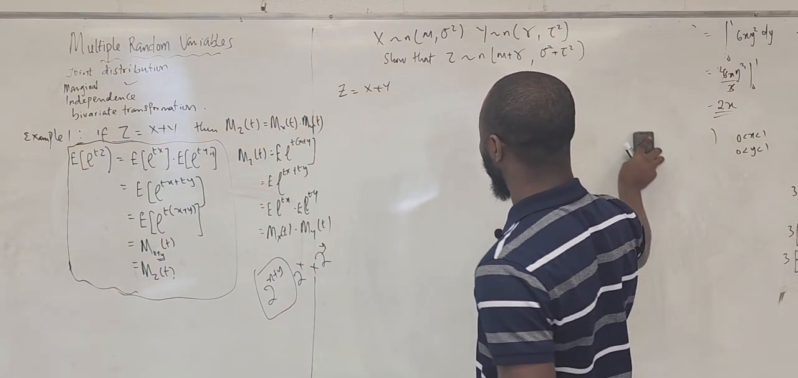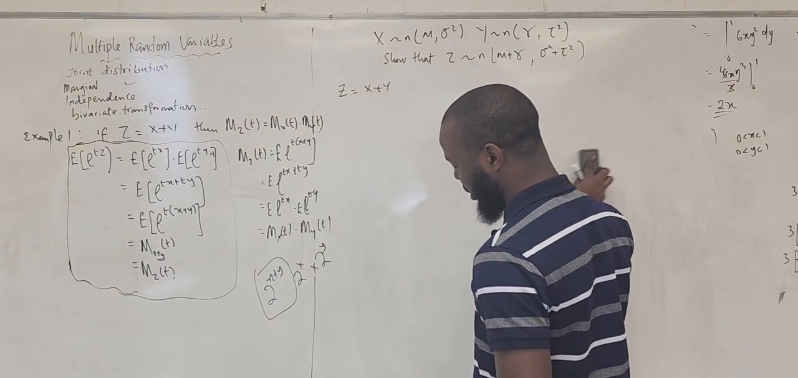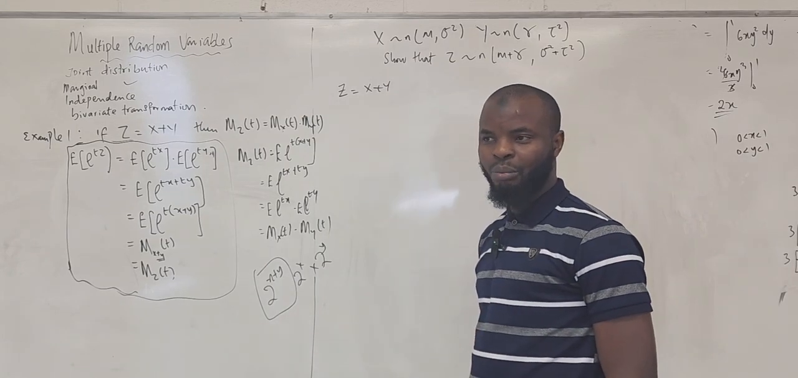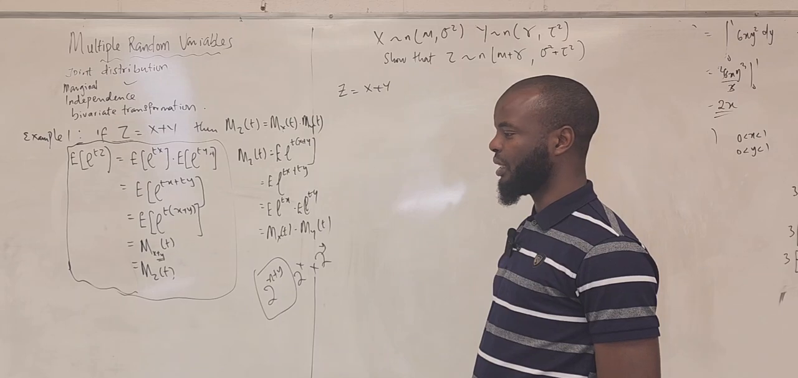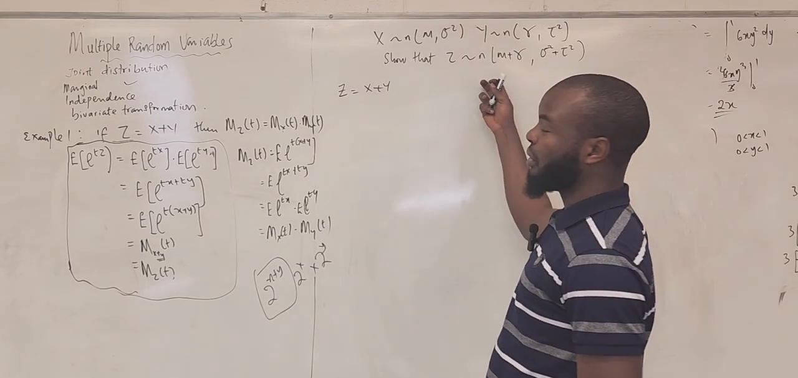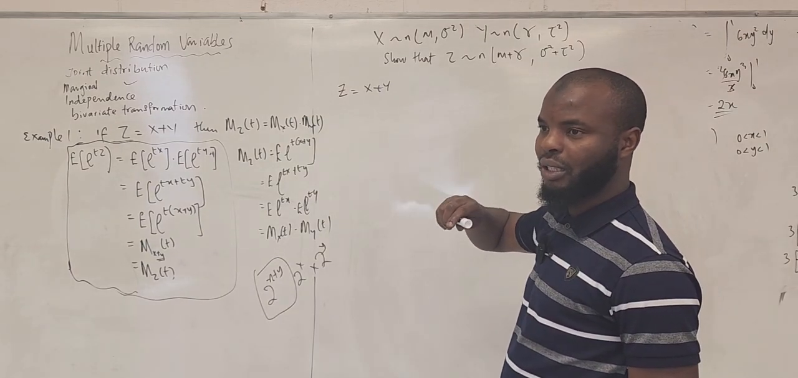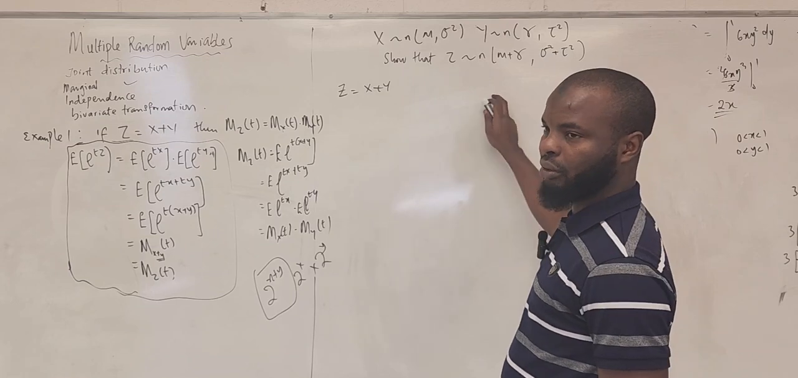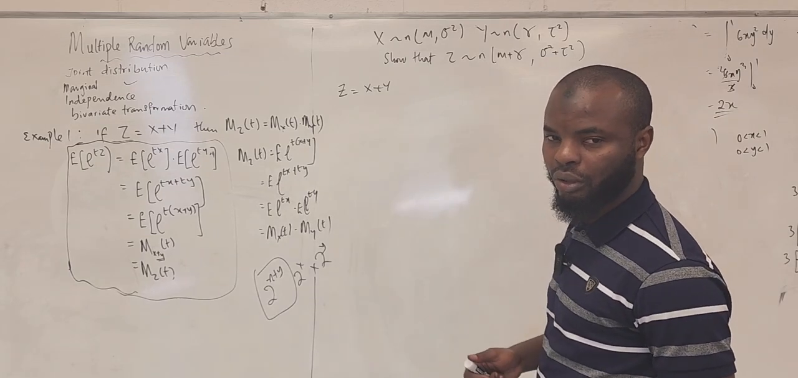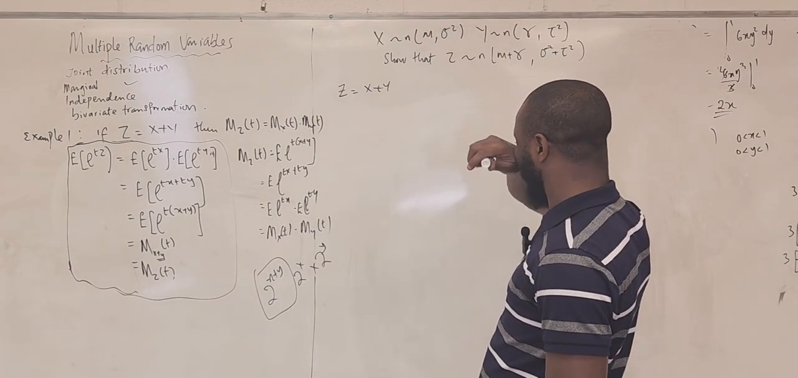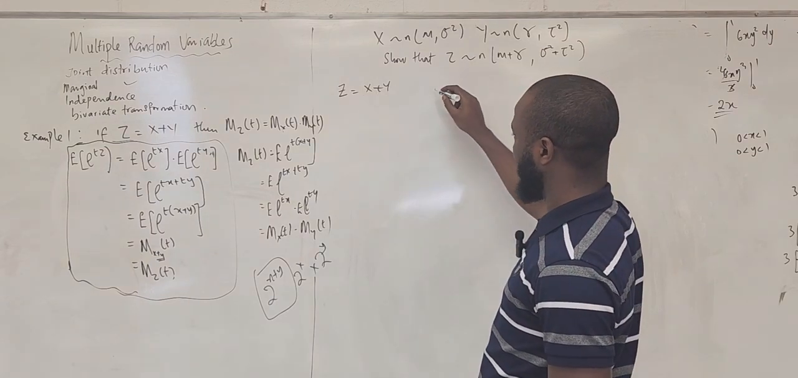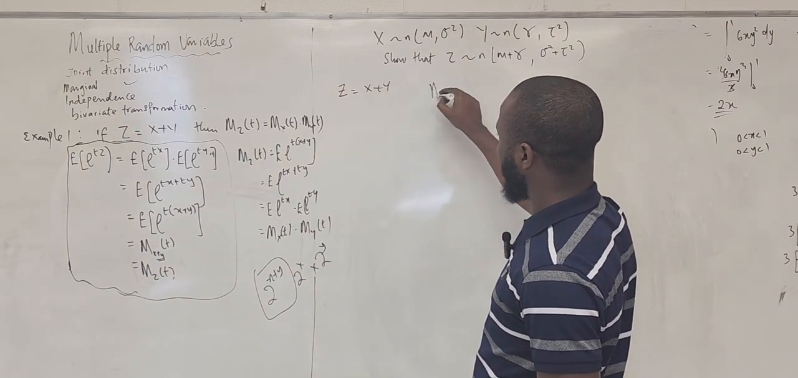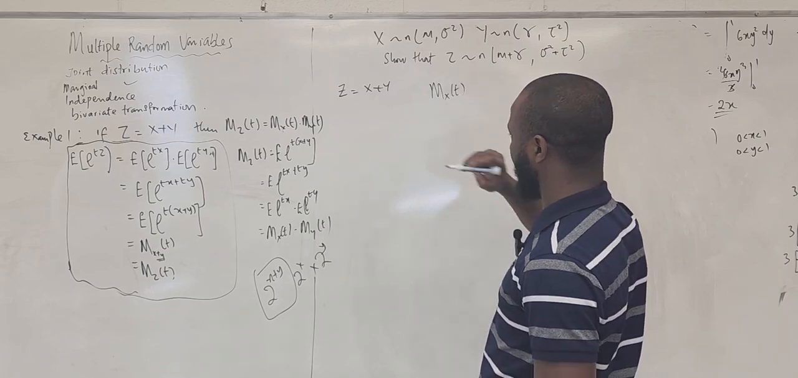You see, there are two ways we did this. When we use the normal distribution, I think you can use something like that. But the best way, this came out in the first semester exam, question number 1. Now, you've gotten this, Z is X plus Y. What is MX of t?